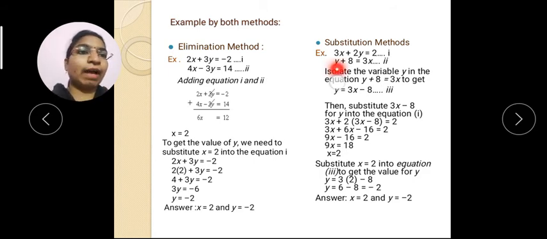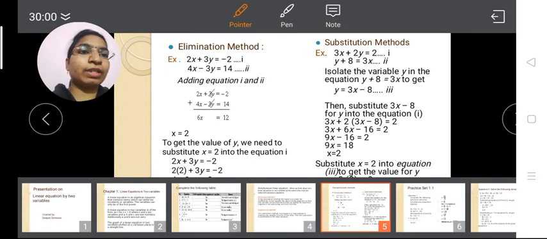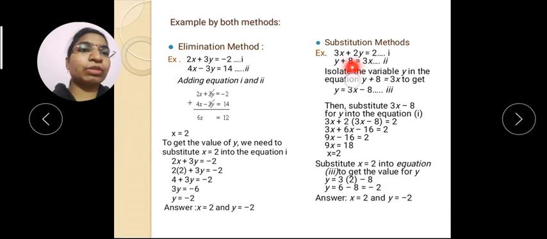Now see, y is equal to what you will get by using the second equation. You just have to shift 8 to the right side. You will get y is equal to 3x minus 8. This is your equation third.